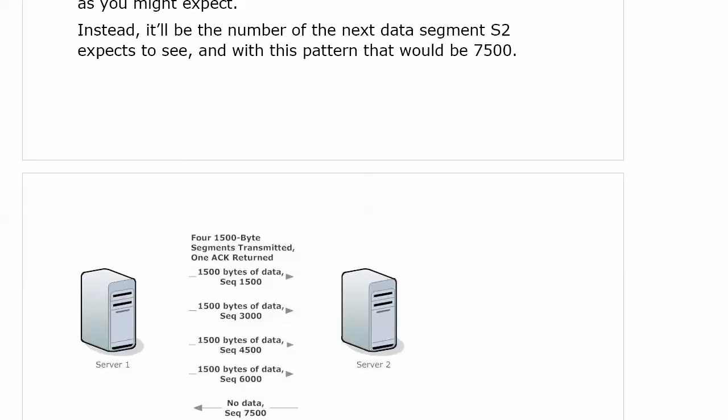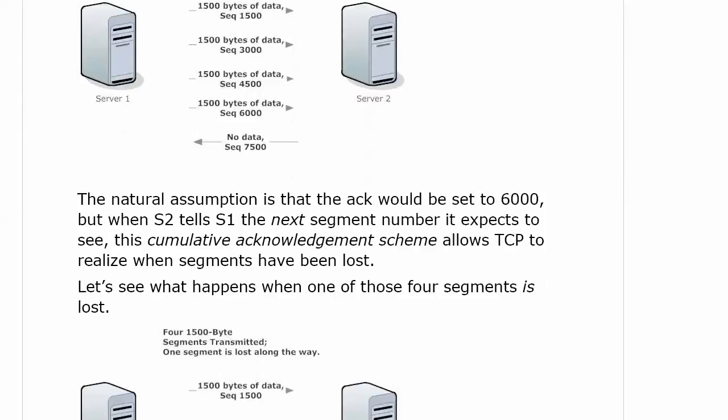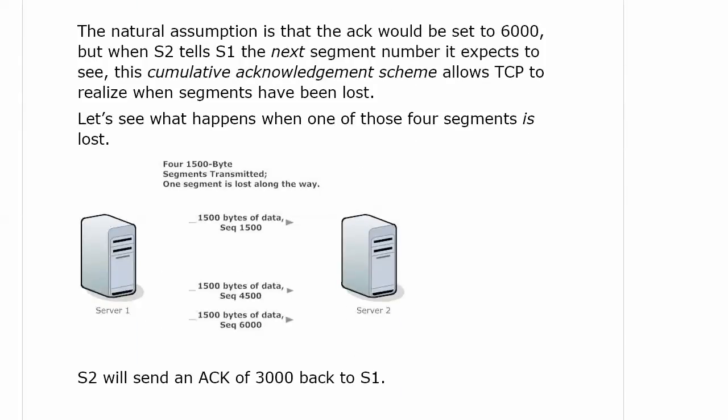Instead, it's going to be the number of the data segment server 2 expects to see, and with this pattern, it would be 7500. That's the way the sequence number works. When it gets sent back, it's like, okay, here's the next segment number I expect to see from you. Now, the natural assumption is that the ACK would be set to 6000, right? It's like, hey, the last one I got was 6000. But when server 2 tells server 1 the next segment number it expects to see, we call this a cumulative acknowledgement scheme, and that allows TCP to realize when segments have been lost.